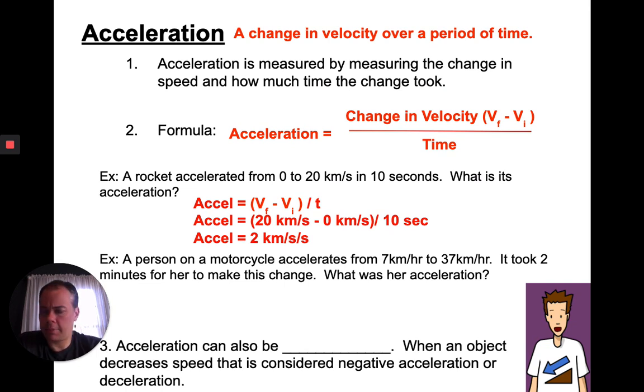Let's do another example. Let's have you do this example. A person on a motorcycle accelerates from 7 kilometers per hour to 37 kilometers per hour. It took 2 minutes to make that change. What was her acceleration? Why don't you go ahead, solve this problem, follow all the steps, pause the video, and then I'll explain.